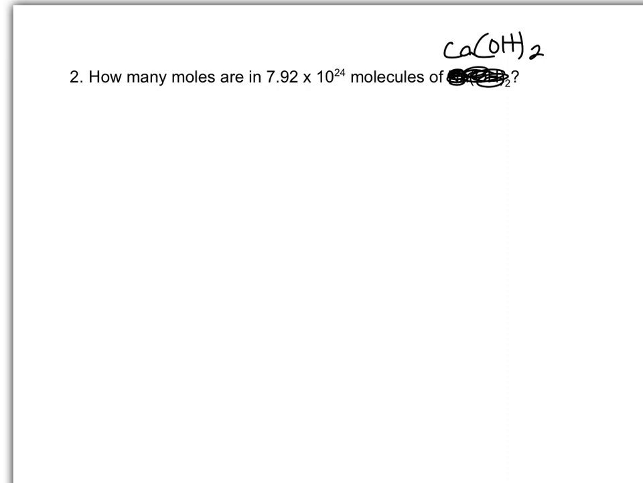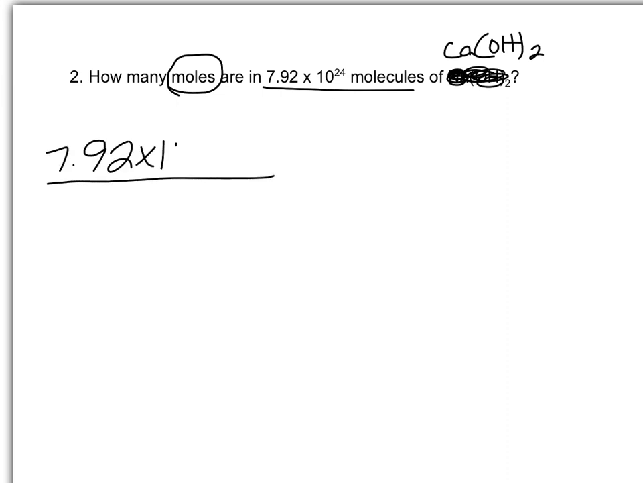So we're given number of molecules, we're trying to find number of moles. And nowhere in my problem does it mention grams or mass, so I don't need to find the molar mass of my calcium hydroxide. I can just set up my proportion right away. So I'm going to start with what we're given, 7.92 times 10 to the 24th molecules of calcium hydroxide, and I know I'm looking for X number of moles.